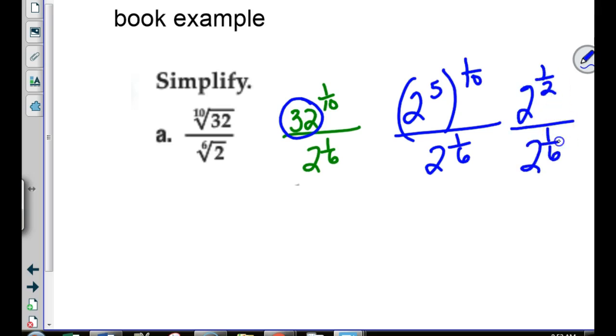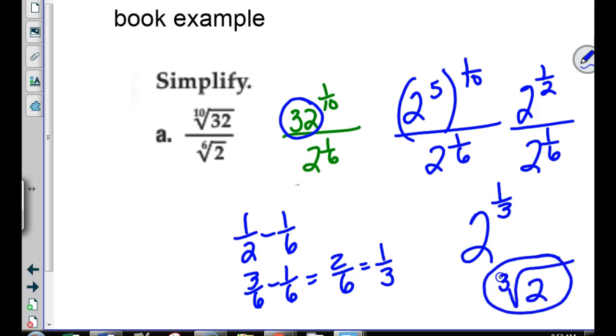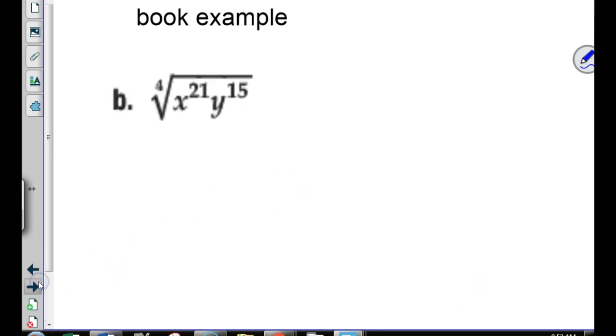Then what do we do? Subtract. We still keep the 2, but what's 1/2 minus 1/6? Can someone do that? This would be 3/6 minus 1/6, which is 2/6 or 1/3. So final answer, how could we switch that back to a radical? Cubed root of 2. All right, yep. I'm pretty sure that's not on the homework. This is on the homework.